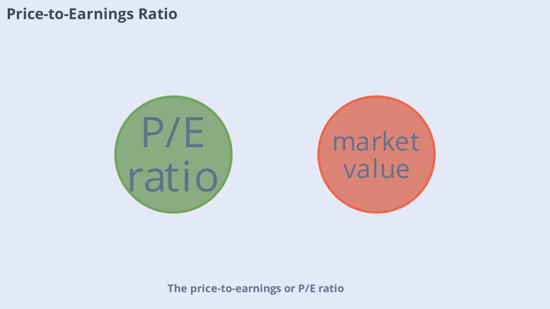Price to earnings, or PE ratio, compares a company's stock price to its earnings per share. It's calculated by dividing the market price per share by earnings per share. A high PE ratio can mean investors expect high growth, while a low PE might signal undervaluation or slow growth. Let's see how to interpret this ratio with an example in the next scene.